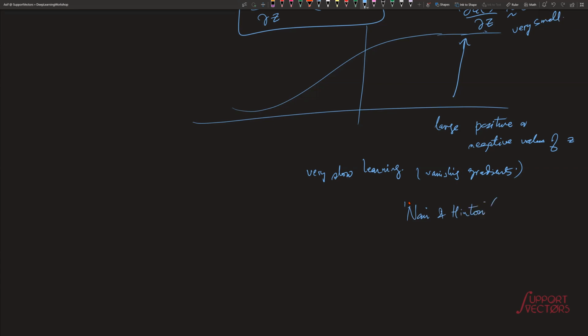who, did I write his name correctly? I think so. Hinton, who came up with a remarkable breakthrough. They said, well, what about an activation function that looks like this? Now I'll again change color. Let me use some other color. What would be a good color? Let's pick a light green.